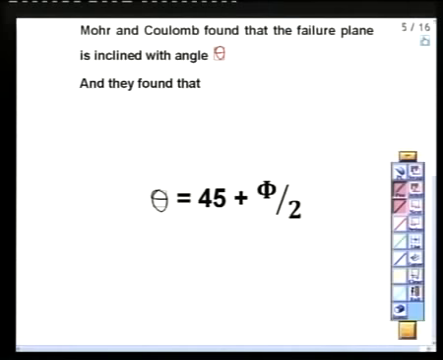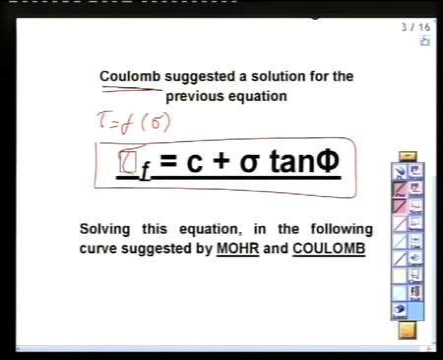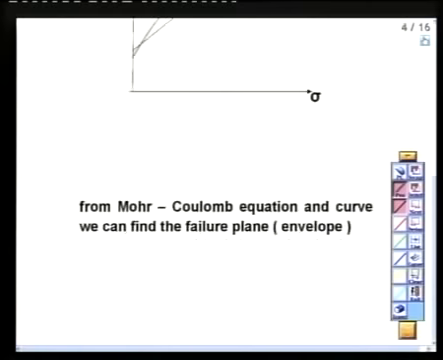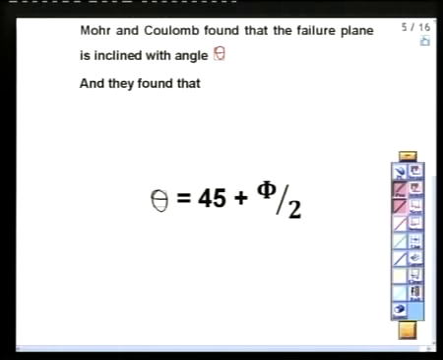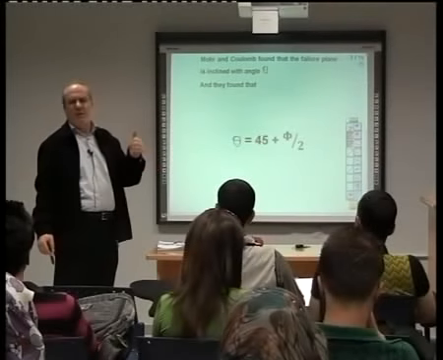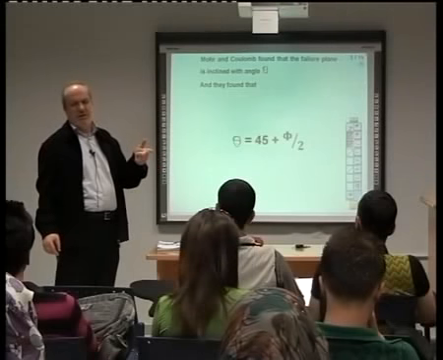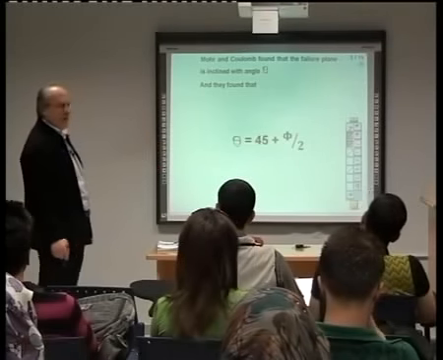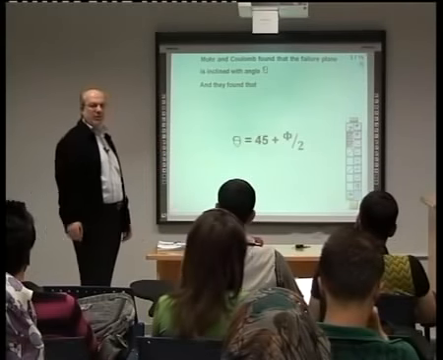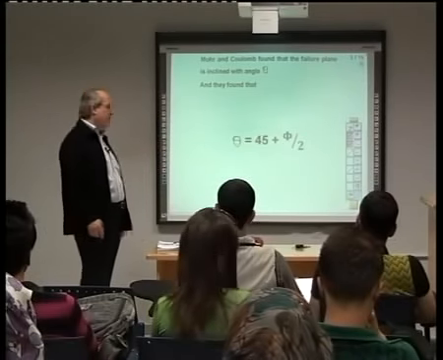45 plus phi over 2. Remember, what is phi? Remember that equation before? So, theta is 45 plus phi divided by 2. By the way, dealing with this is the base for all our understanding of foundation retaining structures. Everything is based on this value, 45 plus phi divided by 2, or 45 minus phi divided by 2.